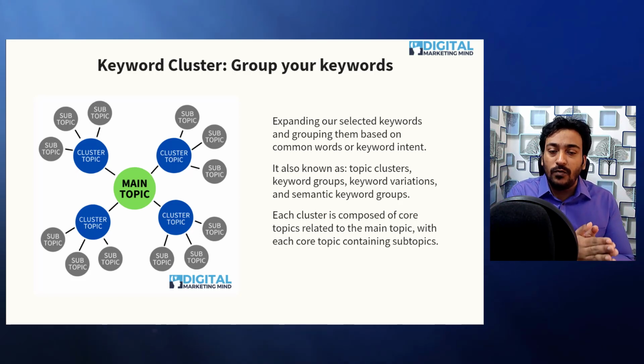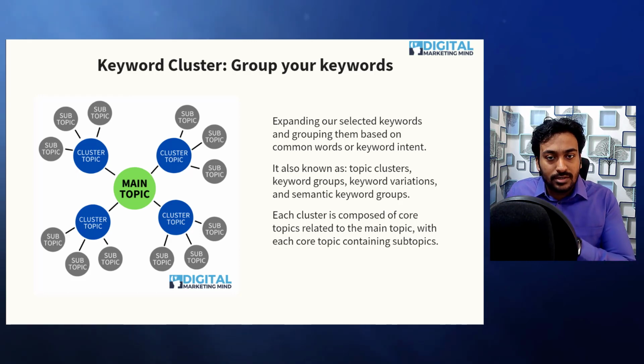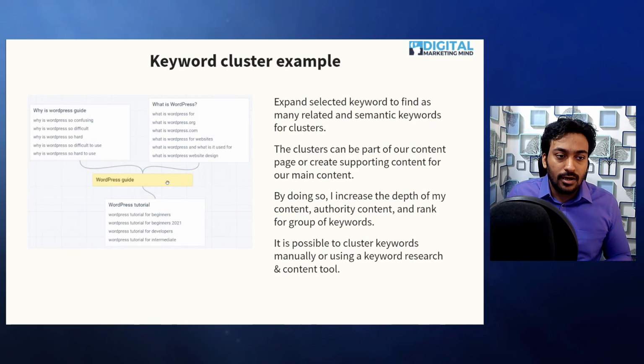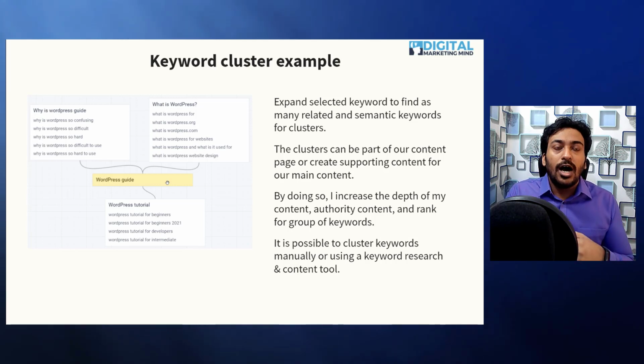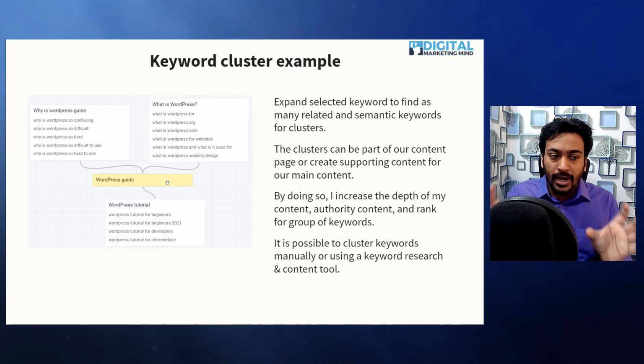So that is what we call keyword clustering, where we group these keywords logically to help us understand the content and process better. Let's take a look at an example. In this image which I'm showing you, the main keyword is WordPress guide. I'm going to write a guide on WordPress, so that is my main keyword.